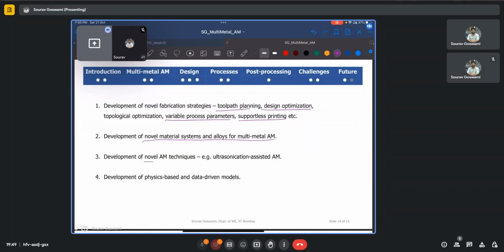The development of novel AM techniques itself to enhance the material mixing or to refine the microstructure have to be taken up, such as the ultrasonication assisted AM, where we use ultrasonic energy to actually break the dendrites and make the microstructure finer, as well as to improve the material mixing inside the melt pool. And then, of course, the development of physics-based and data-driven models to eliminate the need for trial and error and a large number of experiments, and rather to allow the creation of a framework which will be able to predict the material performance and properties.